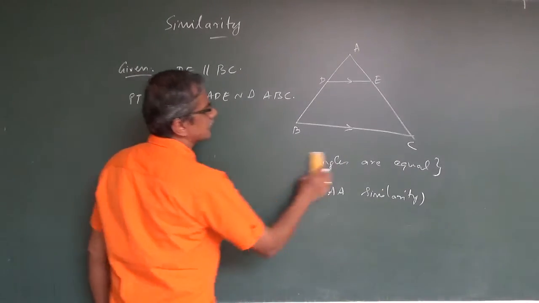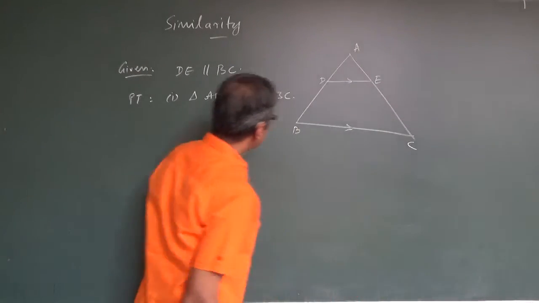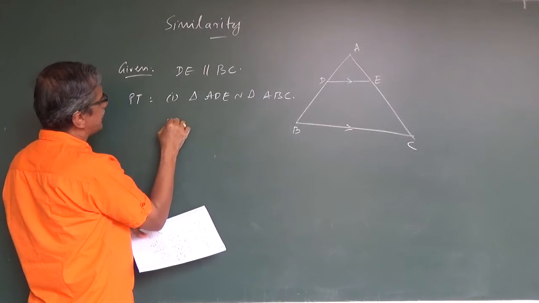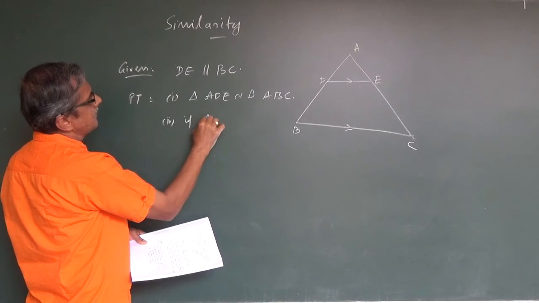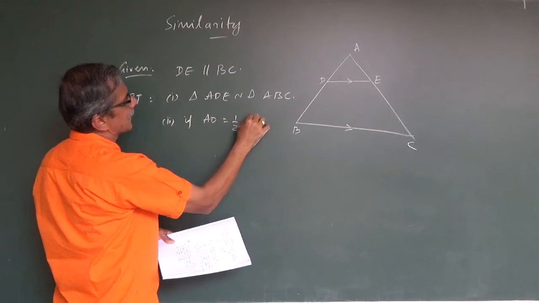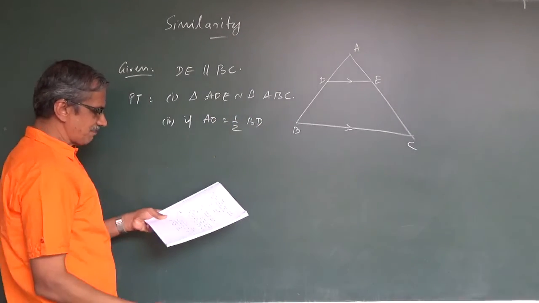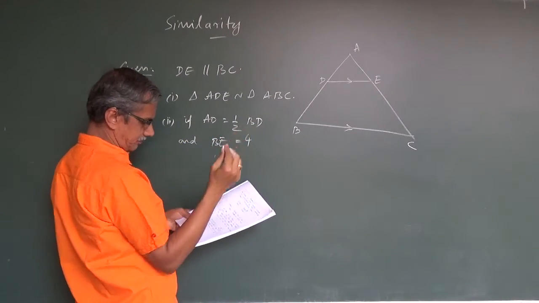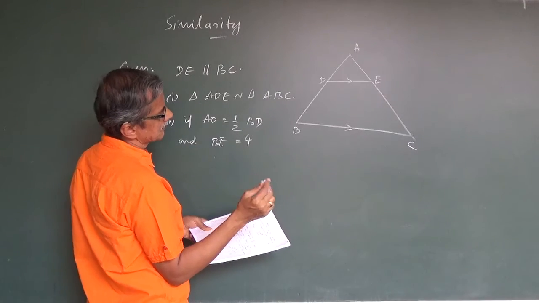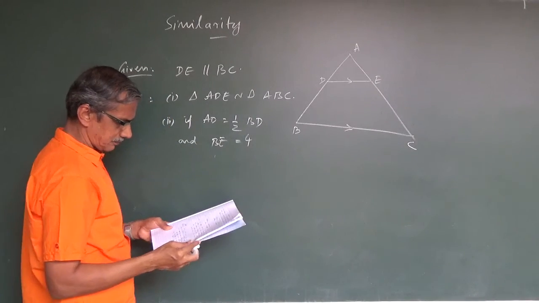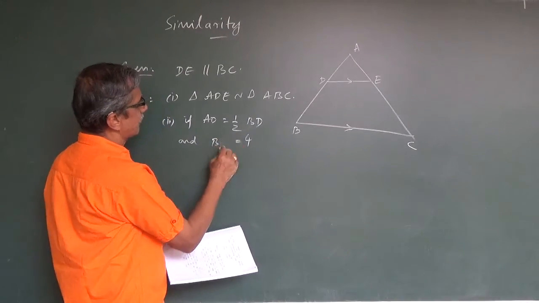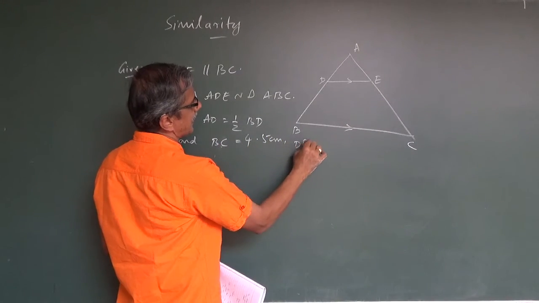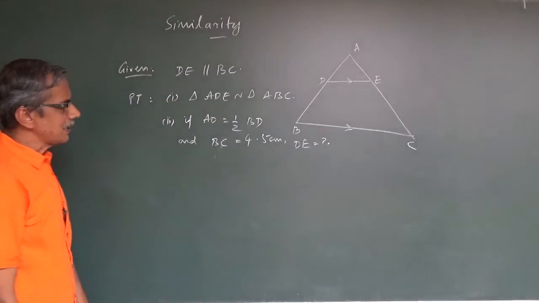Then the second part is: if AD is equal to half BD and BC is 4.5 centimeter, what is DE? You have to find DE. This is the second part of the question.